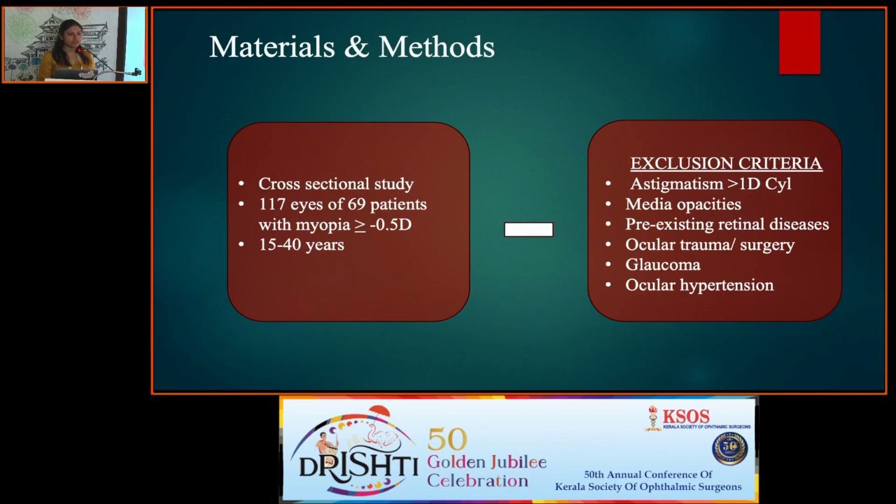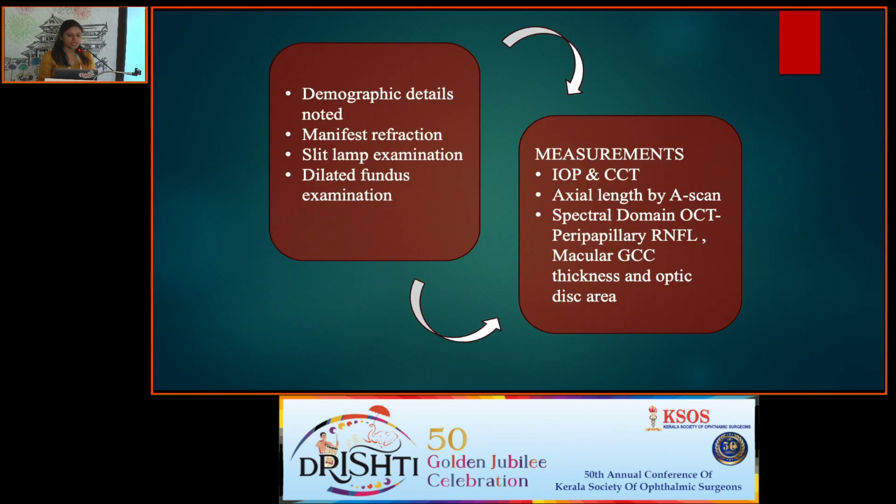Exclusion criteria were astigmatism more than 1 diopter cylinder, media opacities, pre-existing retinal diseases, ocular trauma, surgery, glaucoma or ocular hypertension. Demographic details were taken, manifest refraction was done, and a detailed evaluation of the eye was done. Measurements were IOP, CCT, axial length by A scan, and spectral domain OCT for peripapillary RNFL, macular GCC thickness and optic disc area.